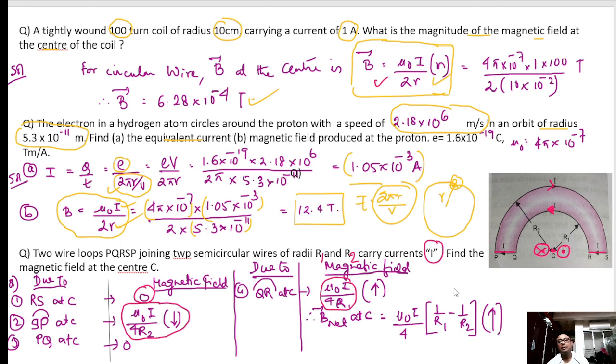Now we see that R1 is less than R2, so the magnetic field due to this part is greater than this part. So the net magnetic field will be the subtraction of these two, and because the larger one is upward, the net resultant magnetic field will be upward. Clear?